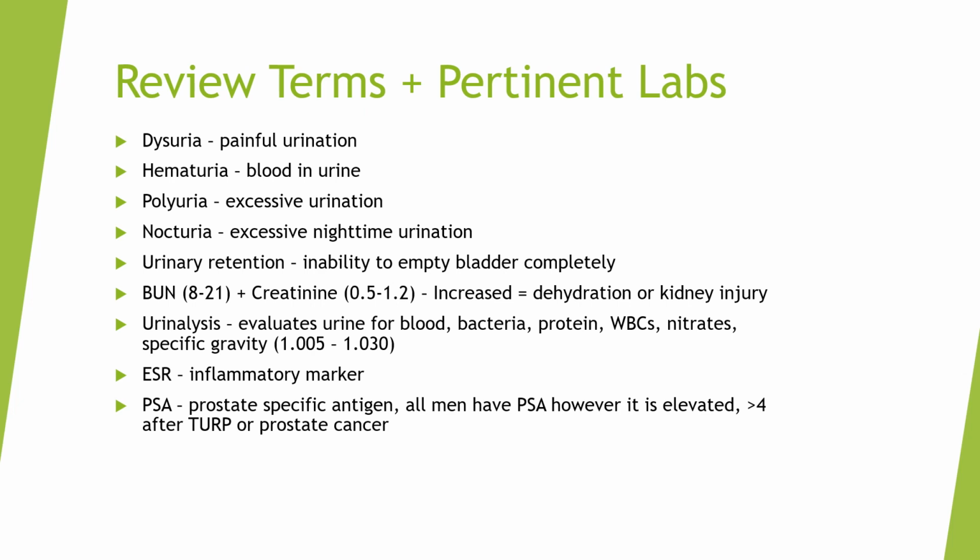Hematuria is blood in the urine, or pink-tinged urine. This is expected after a TURP procedure, which we'll talk about later. Anytime dark red blood clots or bright red blood is happening, that is not expected and it requires prompt intervention.